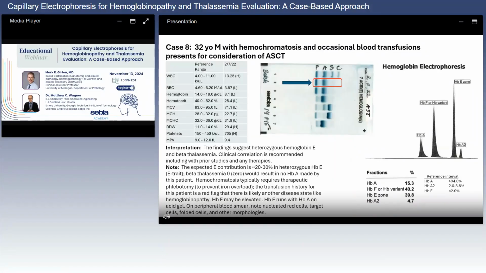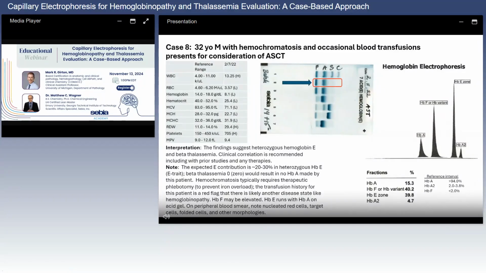So the findings suggest heterozygous hemoglobin E and beta thalassemia. And of course, in the interpretation, we say clinical correlation is recommended, including with prior studies and any therapies. So the expected E contribution in heterozygous hemoglobin E is about 20 to 30% for E trait. In this case, we suspect beta thalassemia 0, and that would result in no hemoglobin A made by the patient.